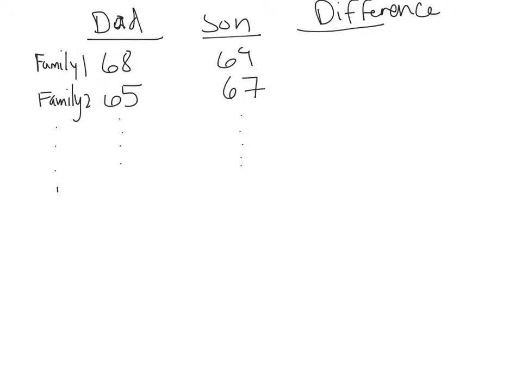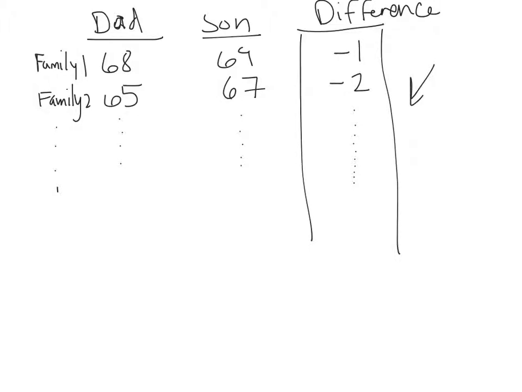It doesn't matter if you go son minus dad or dad minus son, as long as you're consistent in how you do that and you label them correctly. If you're not consistent or you label them incorrectly, then you're going to be looking at the wrong tail of your test. So you got to make sure that you are very consistent. I'm going to go dad minus son. This is going to be -1, -2, all the way down here. Okay. Now I have this new list of data. It's a single list of differences.